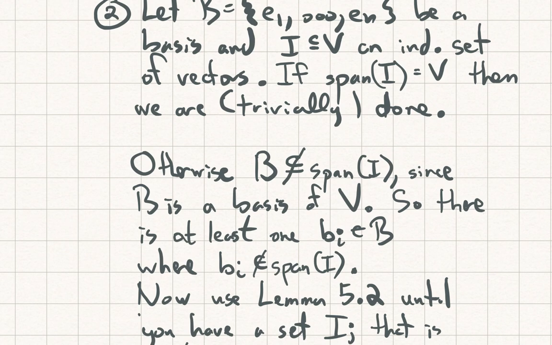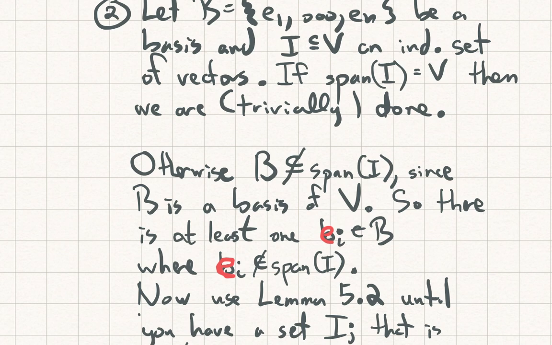So since that's the case, we know there's at least one element of our basis. I'm using BI, should really be EI. Let me change that so these should be E's, not B's. So there has to be one basis vector that's not in the span, right? Because this isn't a subset of the span. There has to be one thing that's not in it.